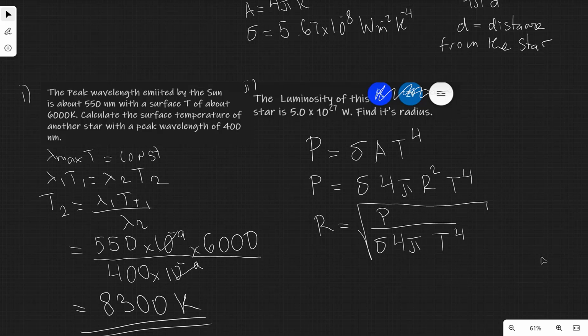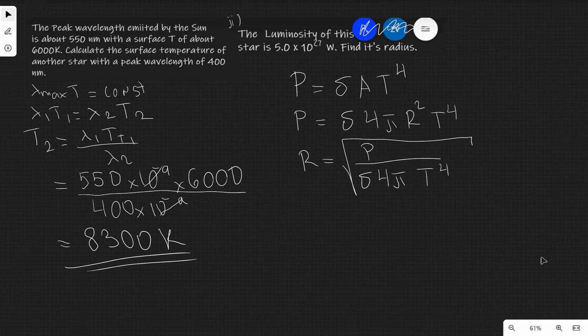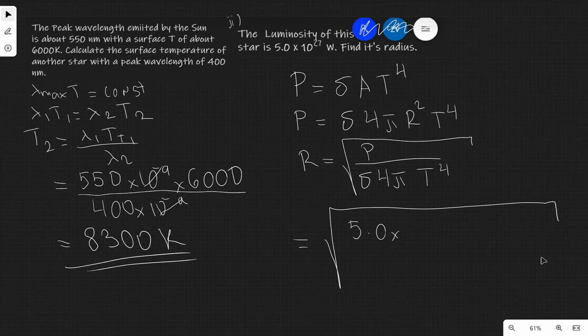T to the power of 4. Okay, well, let's plug in some numbers here. It's going to be kind of a long expression. The luminosity of the star is 5.0 times 10 to the power of 27. Then we're going to be dividing that by Stefan-Boltzmann's constant, 5.67 times 10 to the power of minus 8.